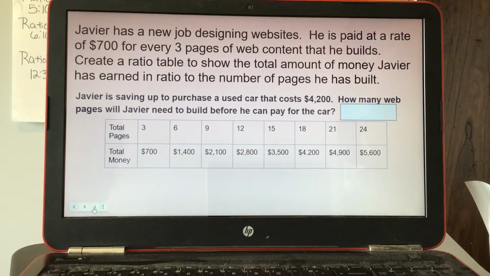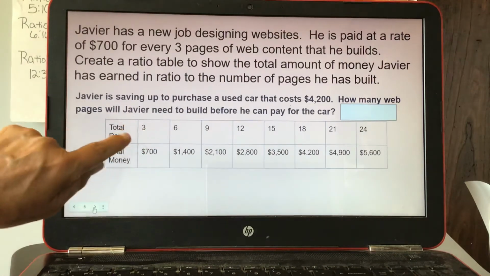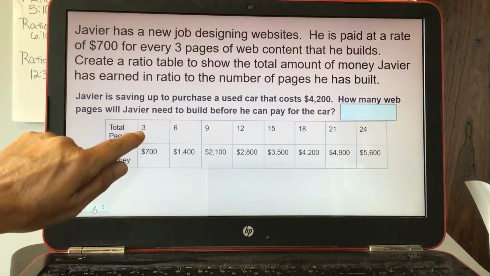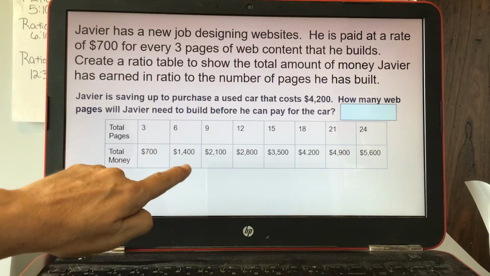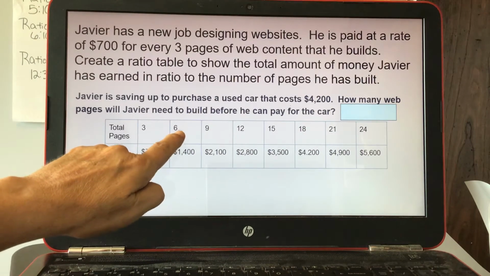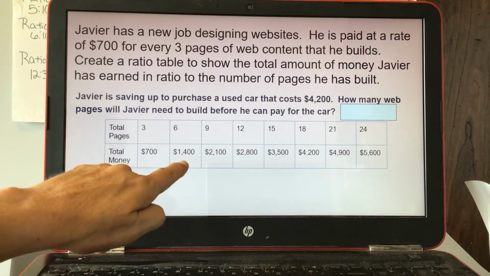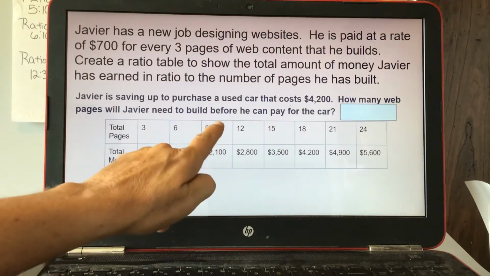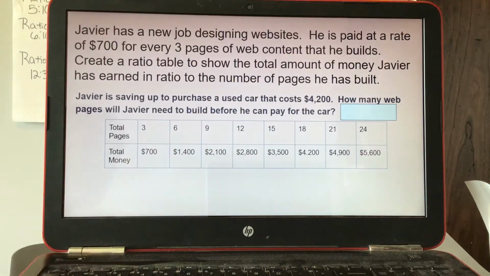Now again, if you turn these into fractions and you reduce them, then you would always come back to the same number, 3 over 700. Because if I reduce 6 over 1,400, if I divide both by 2, I'm going to get 3 over 700. If I divide both of these by 3, I'm going to get 3 over 700. Okay, you get the idea.